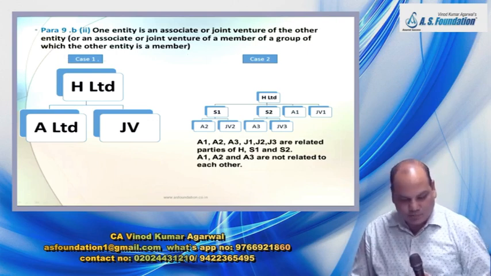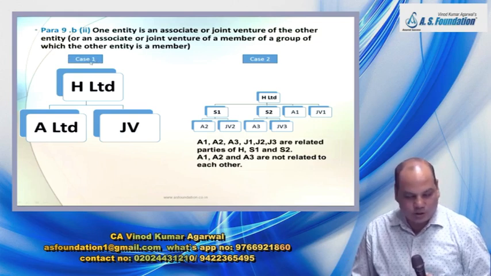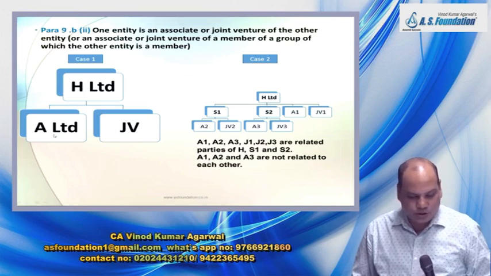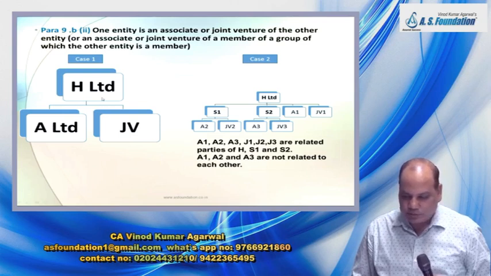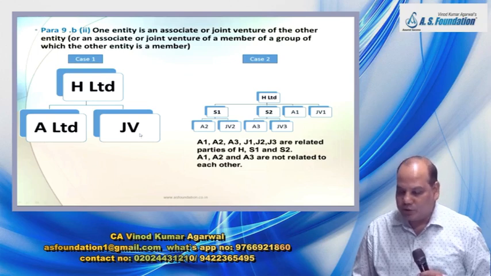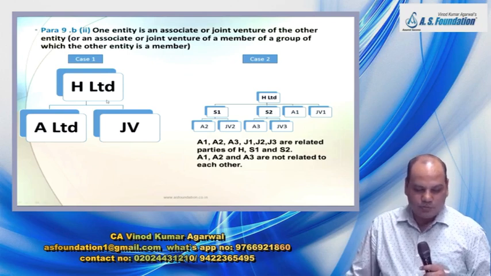So first I'll read the simple one. This is your case 1, right there. Case 1 is simple. H Limited is a company. It has an associate, A Limited. Then A Limited is a related party of H, because it's an associate. Or, second example, H Limited has joint control over JV. So JV is a related party of H.